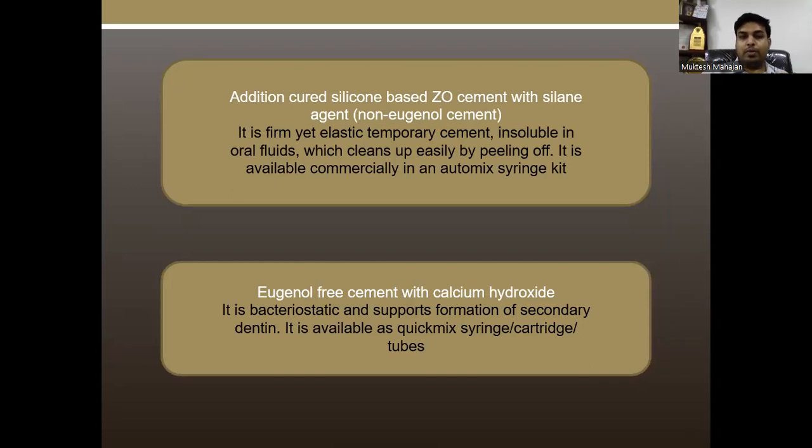The eugenol-free cement with calcium hydroxide. It is bacteriostatic and supports the formation of secondary dentin. It is available as a quick mix syringe, cartridge, and tube.